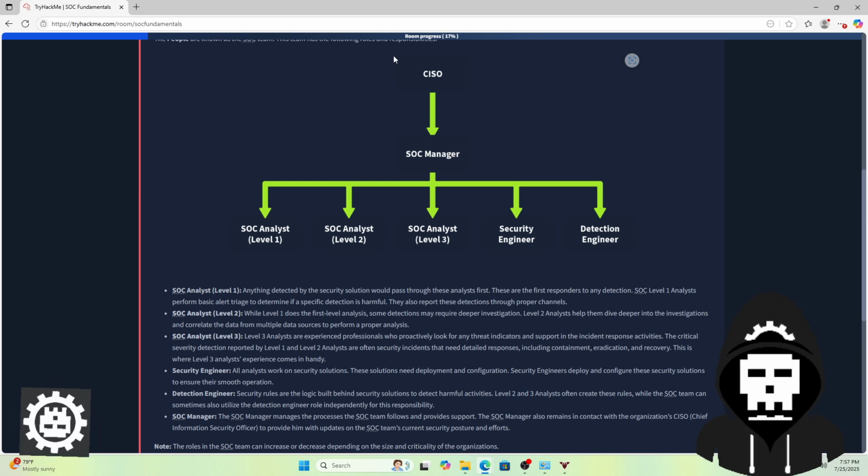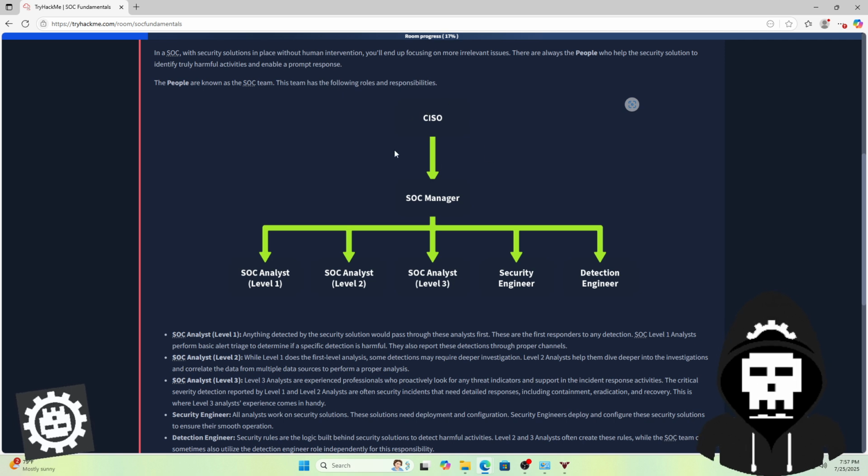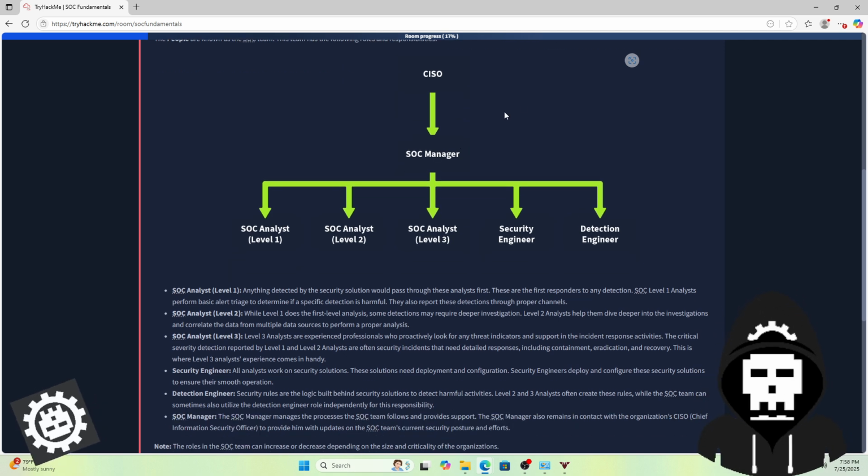So, we have a CISO up here, which stands for Chief Information Security Officer. Does it even say that in here? It does not. So you can think of the CISO as the big security dude in charge. If something happens, they're typically also the one getting thrown under the bus. So good luck with that.